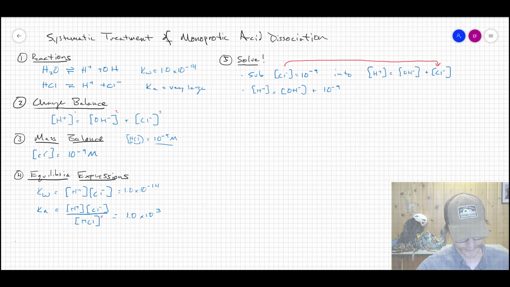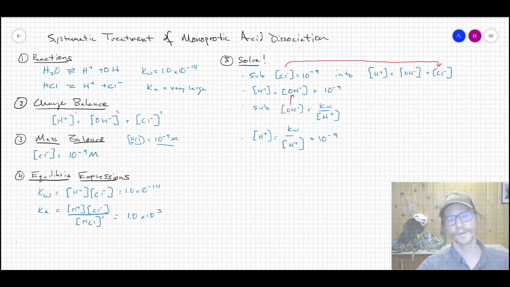I'm going to take that now, and I'm going to rearrange my Kw expression and substitute that in for hydroxide ion. So that gives me H+ is equal to Kw over H+ plus 10 to the minus 9. You can see the red arrow, I'm just swapping that out for hydroxide there. So that gives me this new expression, which now has H+ in terms of H+ and constants, which is what we're looking for. The last step here, you don't have to do this, but I think it's easier to see the values: I just let that H+ be equal to X.